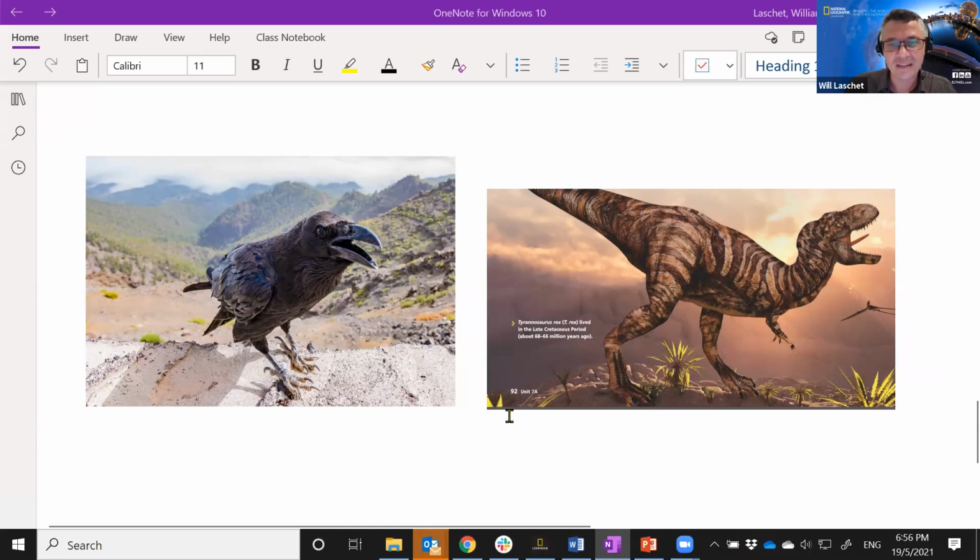So even from looking at these two, obviously the size is different, but we can see some similarities in the shape and the structure of these two animals. So as I say, this is really just for fun. What do you think of these images that I've shown you here?